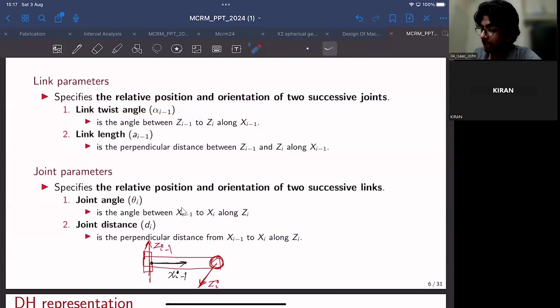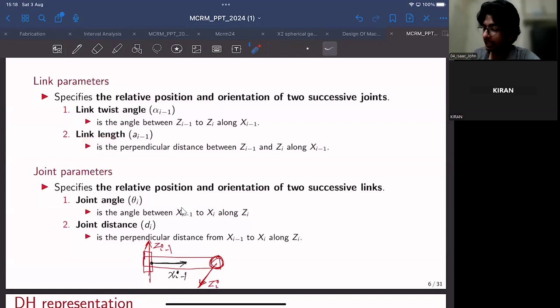And the second link parameter is link length. Link length is the perpendicular distance between zi minus 1 and zi along xi minus 1. So the orientation is along xi minus 1, and the position is also along xi minus 1. Once you have established identical orientation between zi minus 1 and zi, you would need to map the distance between these two frames of reference along xi minus 1. That would be parameterized by the parameter called link length.